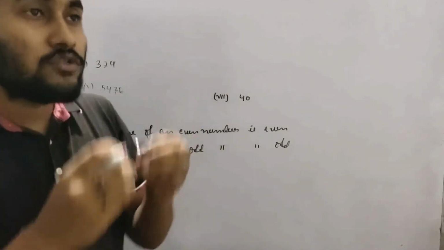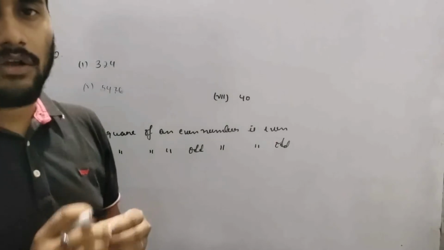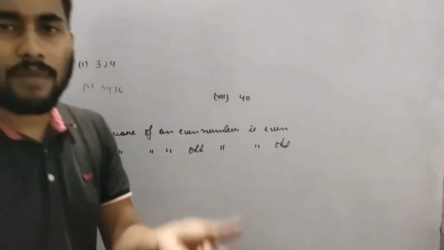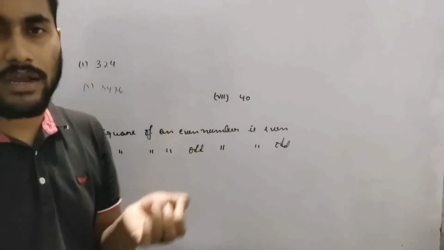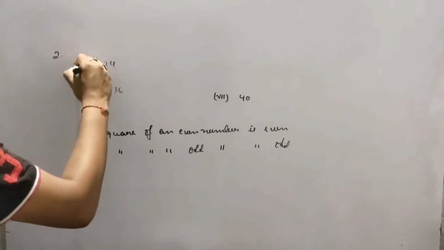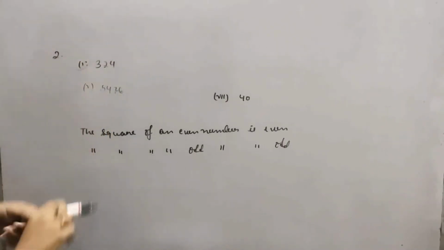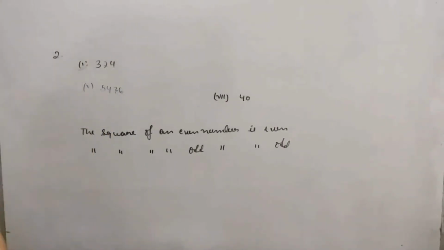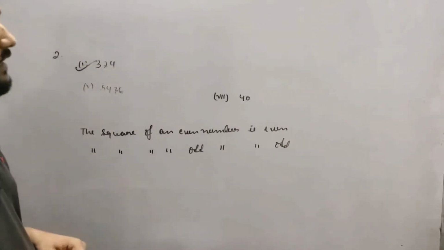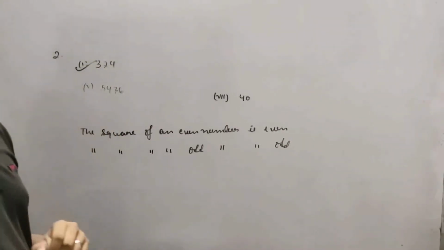Now 3 2 4, you have to see whose even number square it is. If you have memorized, it is very simple. It is 18 square. 18 is an even number, and 18 square is 3 2 4. So yes, this is correct. This is 18 square. Next, 5 4 7 6.